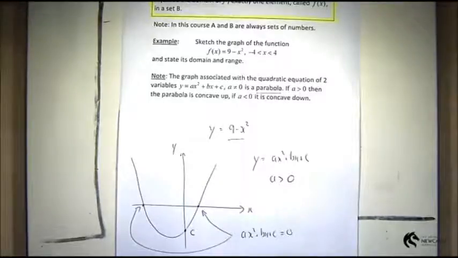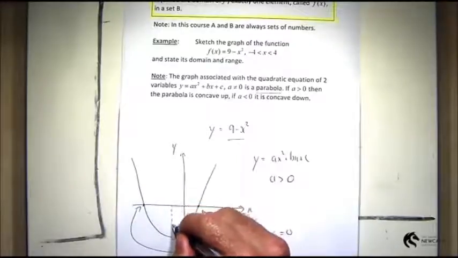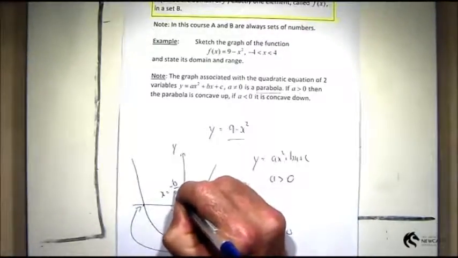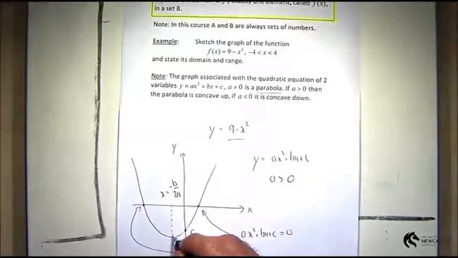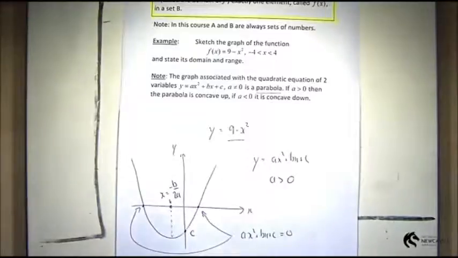The other thing that you probably need to know here to give you a good picture is that the x value of the vertex here is negative b on 2a. That's that x value there. And armed with that, you should be able to sketch all of your quadratic type equations.